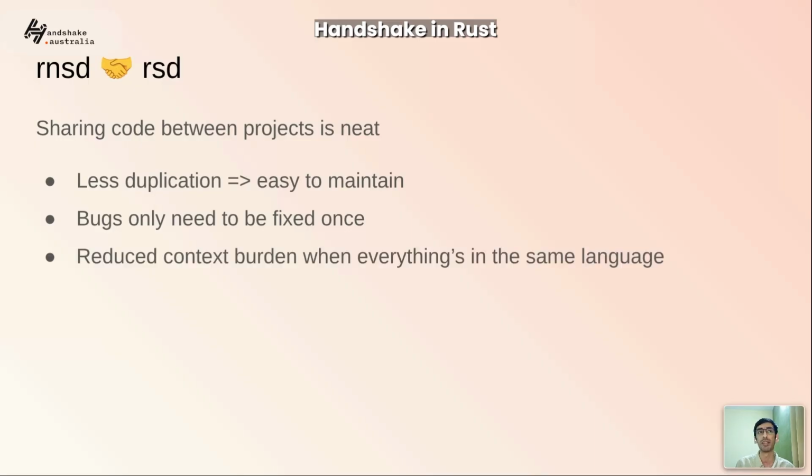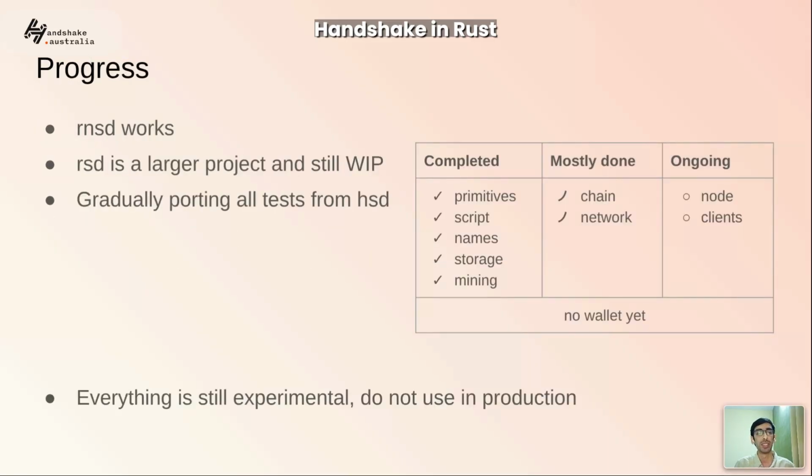And the way you architect code isn't the same in C and JavaScript. So it just makes things easier when it's the same language. So as of now, there's RNSD, which works. It can resolve names. There's RSD, which is making progress. It has the basic things, enough to make RNSD work. I'm copying all of that from HSD to make sure that it doesn't deviate. But still, it's not production ready.